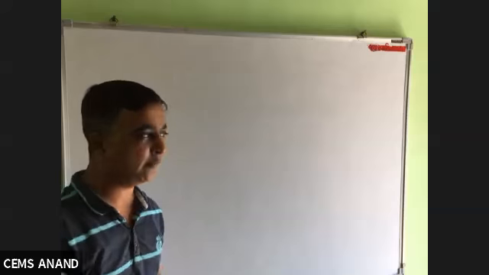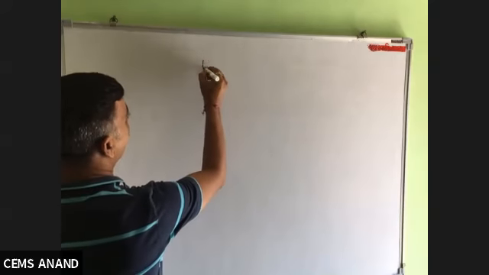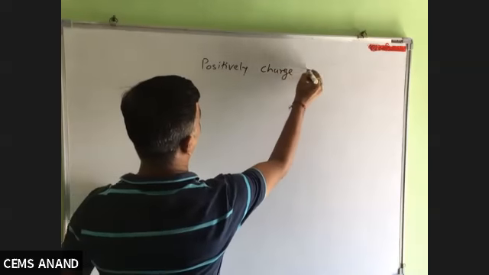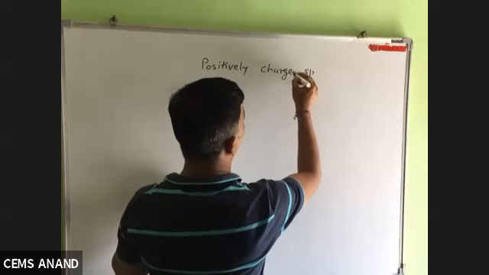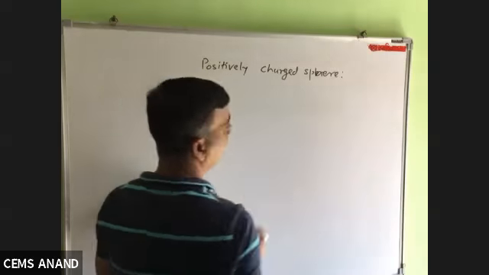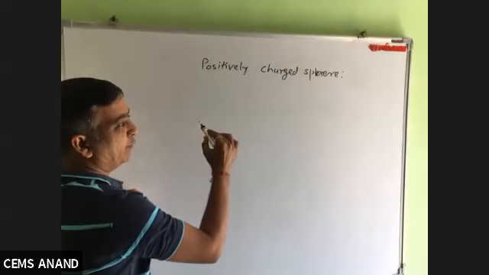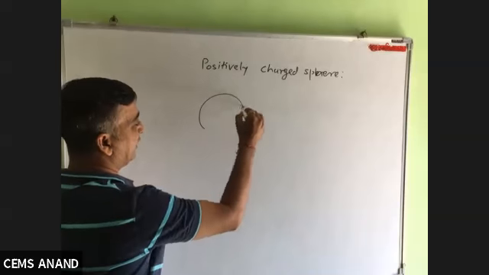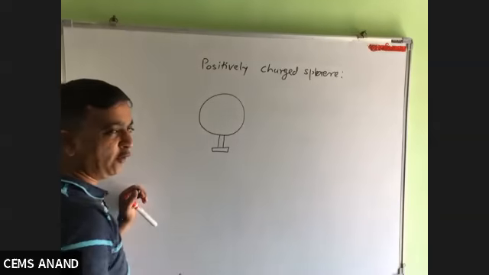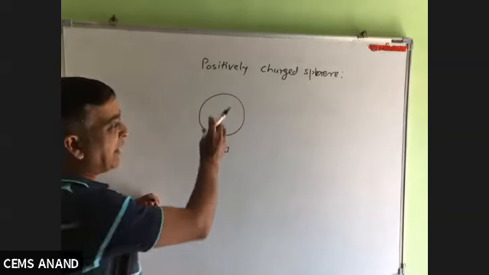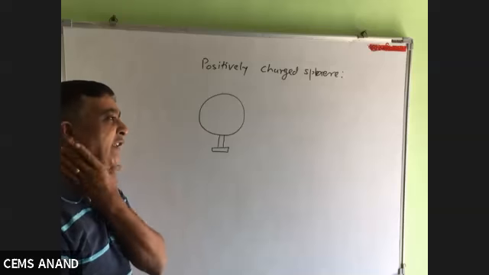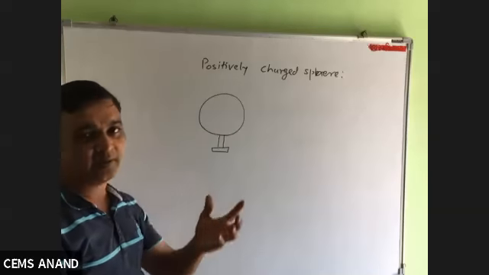As example number 1, how to prepare a positively charged sphere. So in that particular topic, we need to take a neutral sphere having an insulative stand. As I am saying that the sphere is neutral, it means the amount of positive and negative charges present on the sphere is equal.